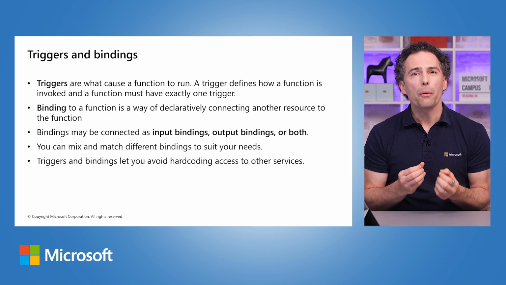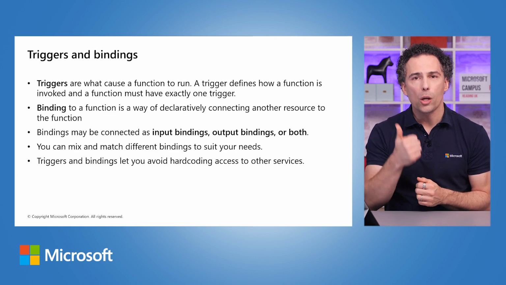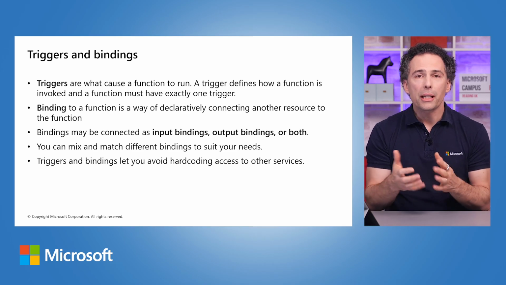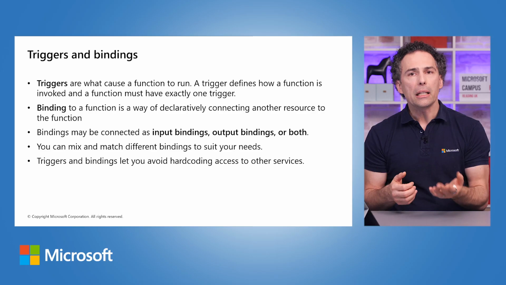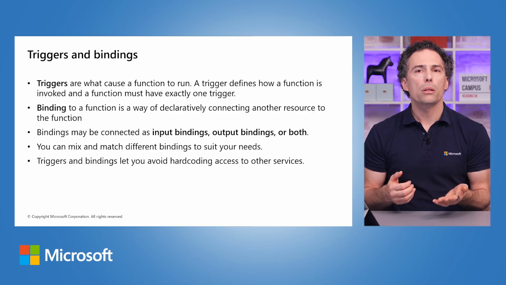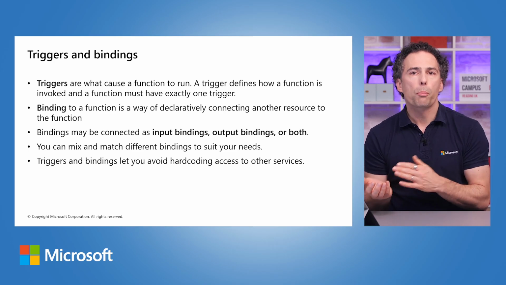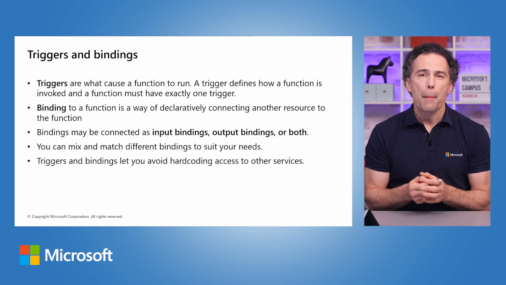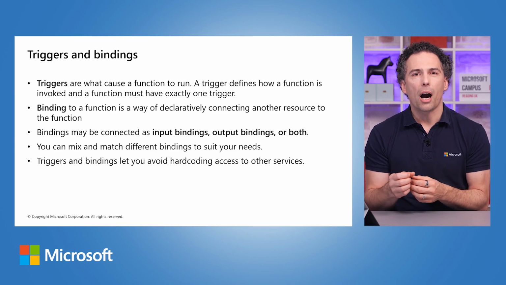Triggers define how a function is invoked, and each function must have exactly one trigger. Triggers are what cause a function to run. For example, in an e-commerce scenario, a new order could be the trigger that invokes a function to check inventory or process payment. Bindings are a way of declaratively connecting another resource to the function.